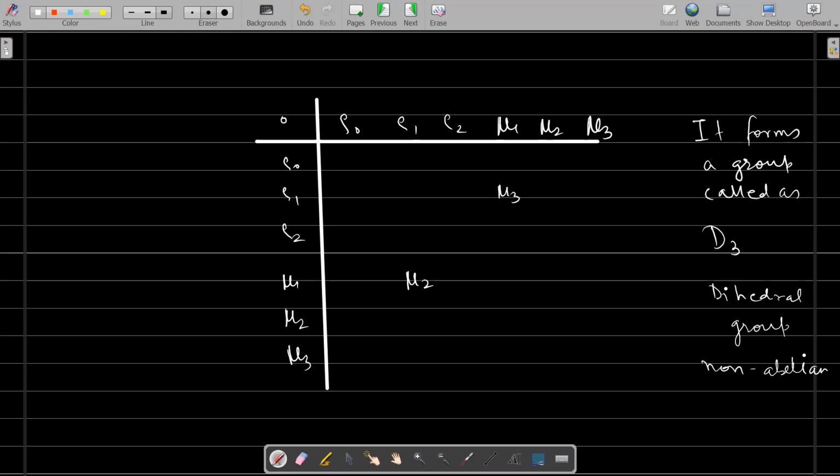Sir, it's time. Yes, so I'll stop. I wanted to ask, what does the circle stand for? The function. The small circle in this group is composition of functions. So this is called composition of functions.